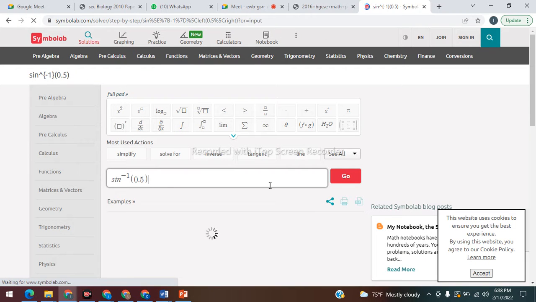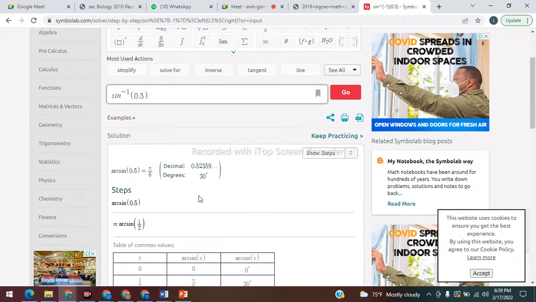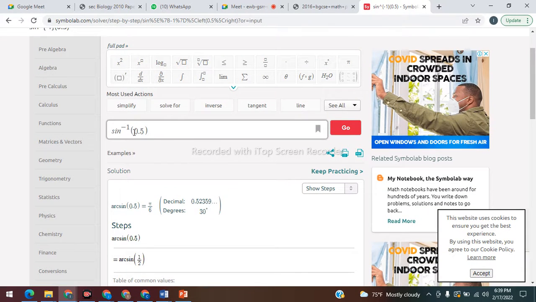I get something else. What do you get? I get 8.72. You get 8.72, when you do sine inverse of 0.5?